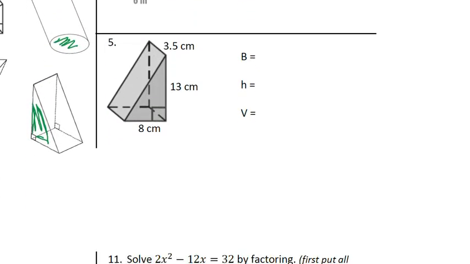All right, here's an example. How about this triangular prism? Well, we know that the triangle has to be the base. It doesn't matter whether it's not on the bottom. Don't pick this side right here. You can't pick a rectangular face as the base of a triangular prism. So now we have our base area. We're going to use 8 centimeters and 13 centimeters. So we've got 1/2 times 8 times 13.